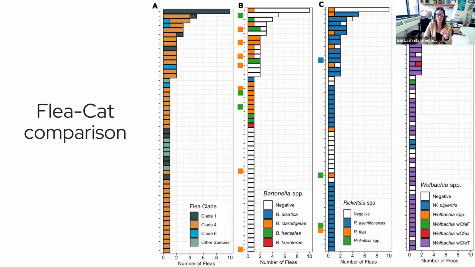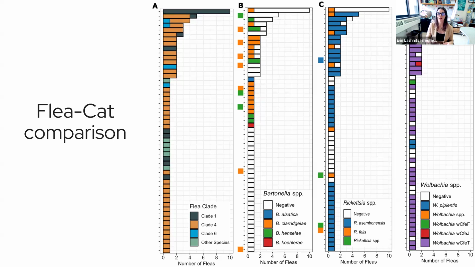So I'll draw your attention to column B here. This is for the Bartonella species. On the very left-hand side, you'll see the boxes either green or orange. That indicates the cat was infected with either Bartonella cleridiae or Bartonella henselae. And then on the right is the number of fleas that were collected from that individual cat, and then a bar graph showing the number of fleas that were infected with each individual Bartonella species.